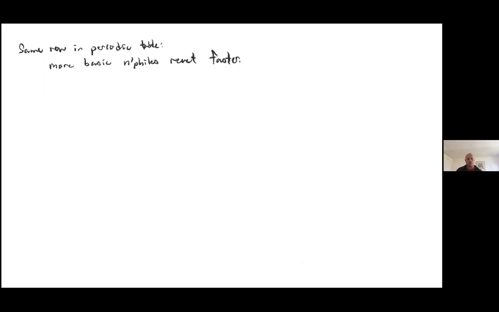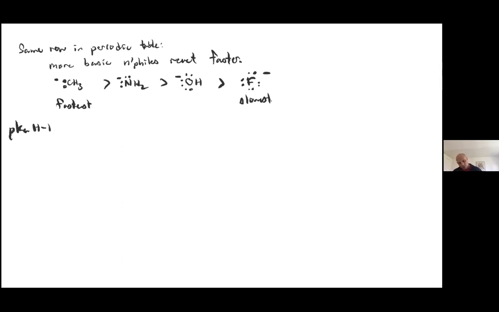Okay, so if we're moving across the same row in the periodic table, the more basic nucleophile will react the fastest. If you think about row 2, methyl minus is a better nucleophile than NH2 minus, which is a better nucleophile than hydroxide, which is a better nucleophile than fluoride. This is going to be the fastest reacting, and this is the slowest.